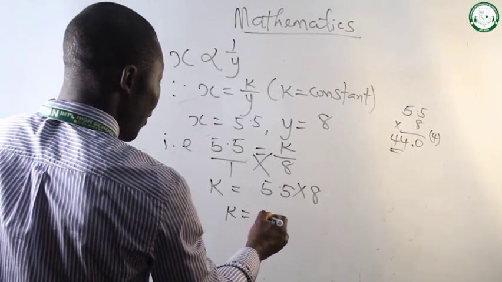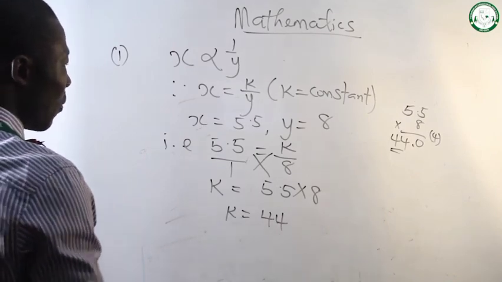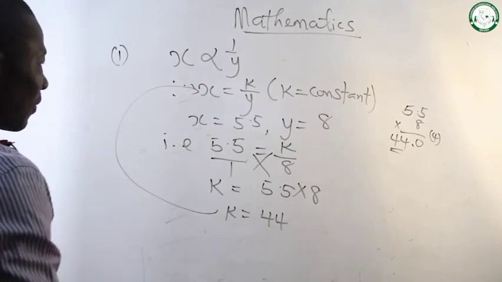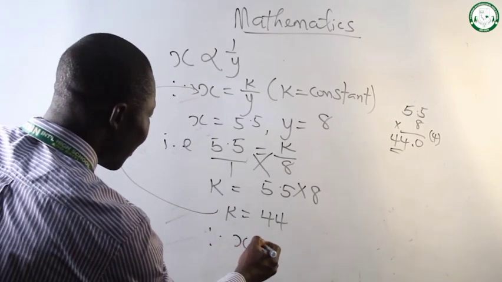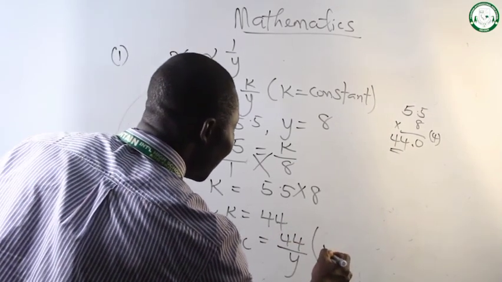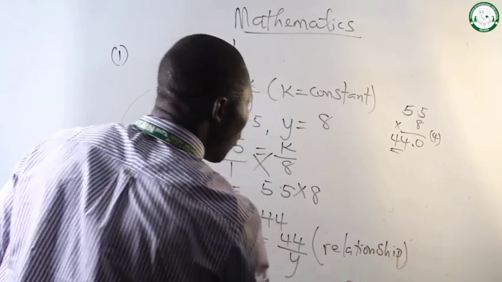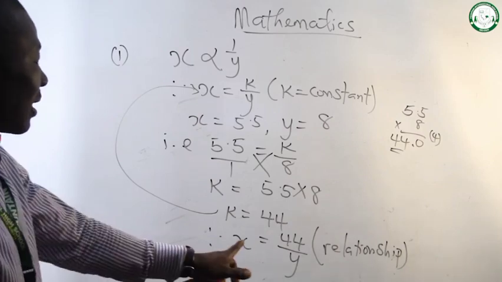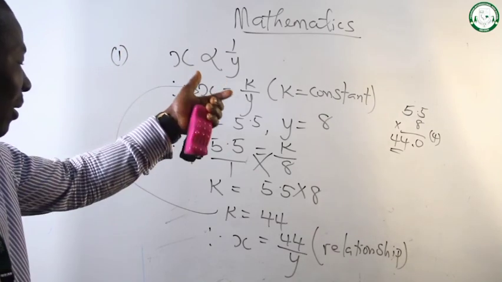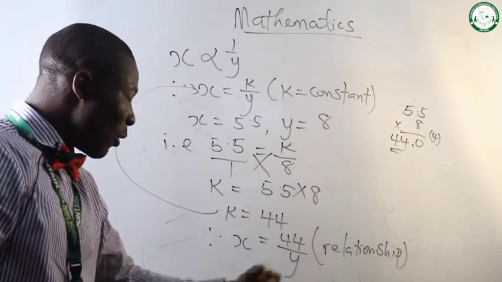equals 44. Don't forget, like what I said at time, we've gotten the k. We will now substitute our k back into this original equation. Therefore, x equals 44 over y. This one is called the relationship. So as many questions that we want to solve now, we'll be using the relationship to solve these questions that we're asked to solve under this question number 1. This is our real equation now.